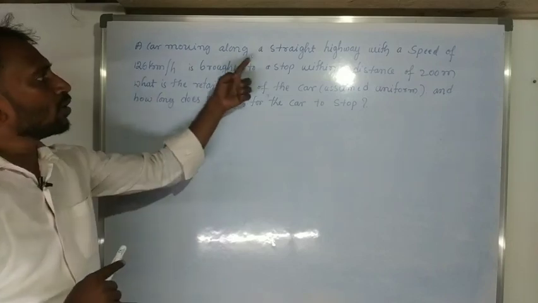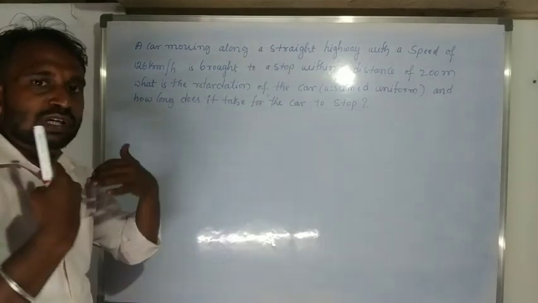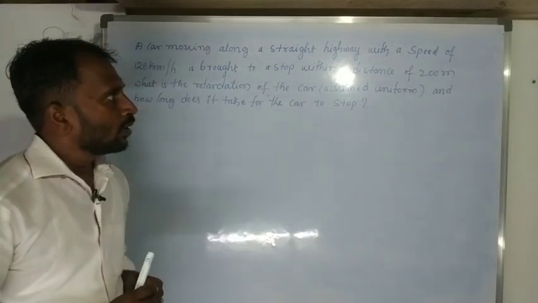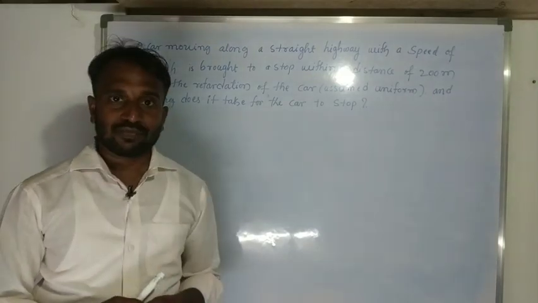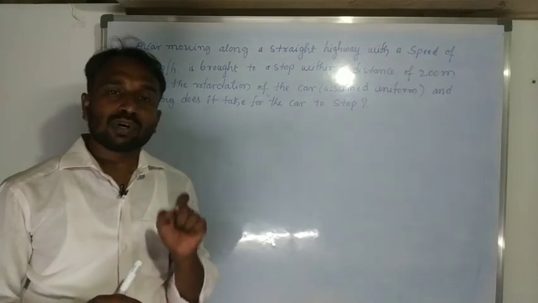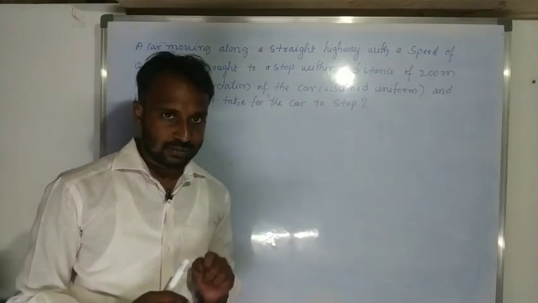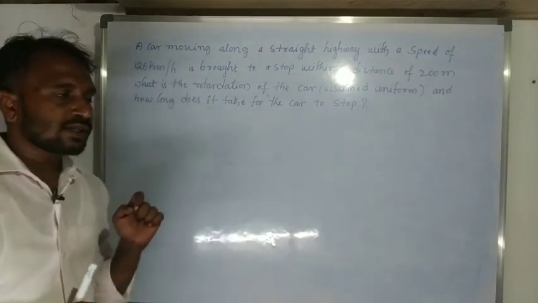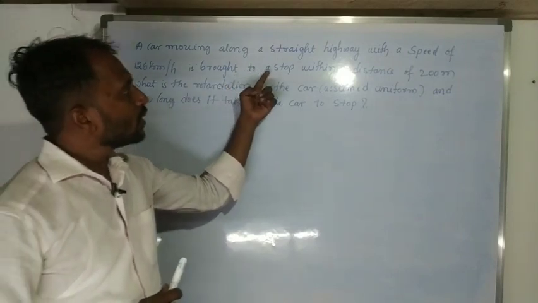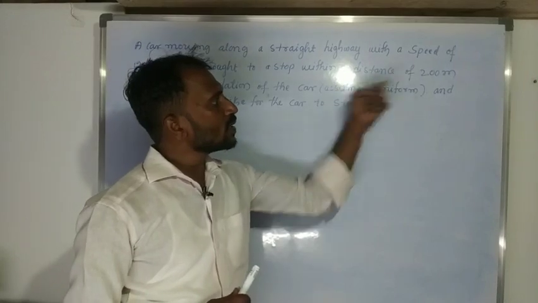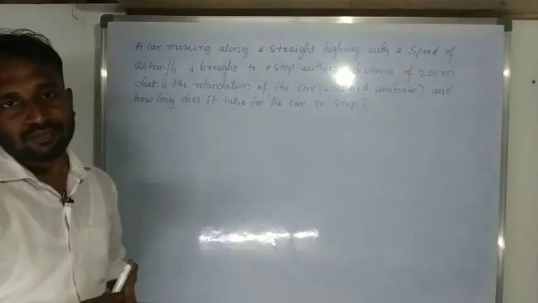A car moving along a straight highway, at a speed of 126 kilometer per hour. It means the car speed is 126 kilometer per hour. It is brought to a stop within a distance of 200 meter.